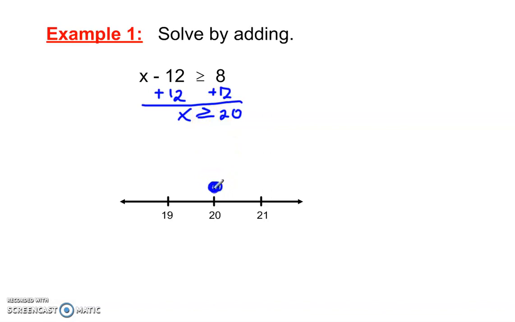Yes, it's going to be equal to 20. So it's a closed circle. 20 is part of the solution, so I can put a dot there. It is greater than, so all the values greater than. Now I can always check my solution, so I can plug in 21 here for x. Is 21 greater than or equal to 20? Yes, 21 is greater than 20. All right.